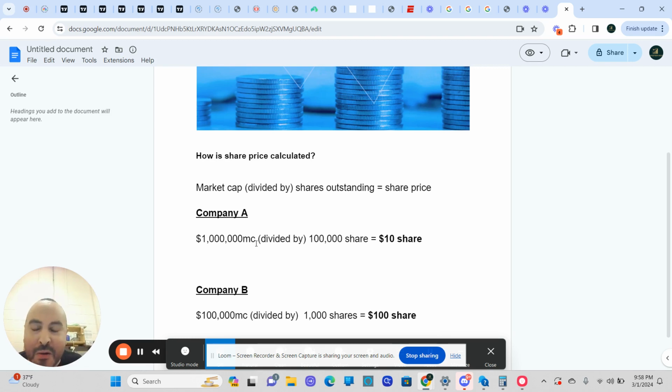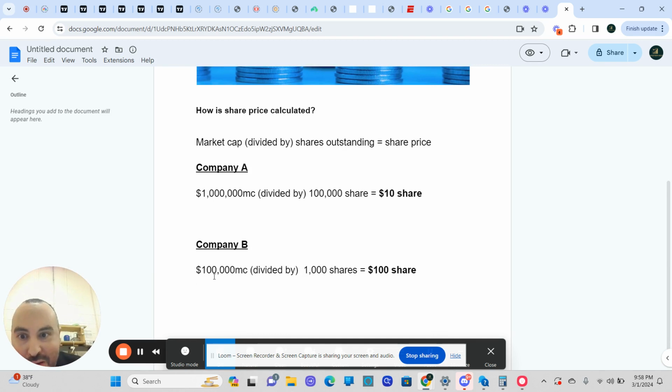And I'll show you what I mean here. So here you have company A. They have a $1 million market cap, and the formula is divided by, they have 100,000 shares outstanding, so that comes out to $10 a share, right? And then you have company B, who only has a $100,000 market cap, divided by 1,000 shares outstanding, and that's $100 a share is what you would get for that.